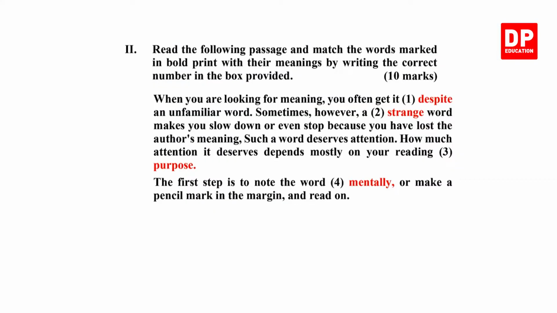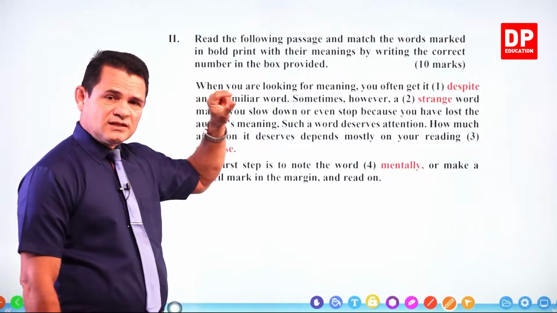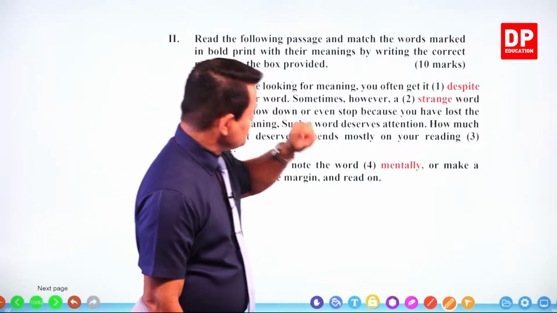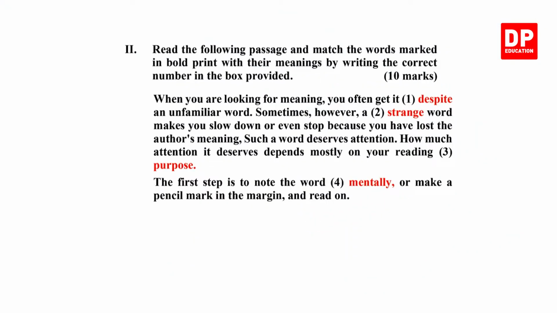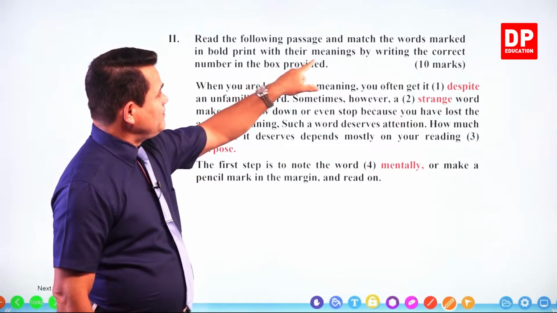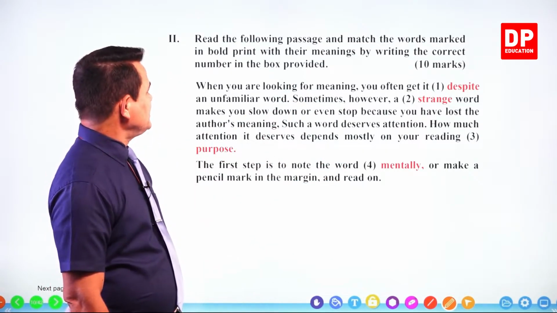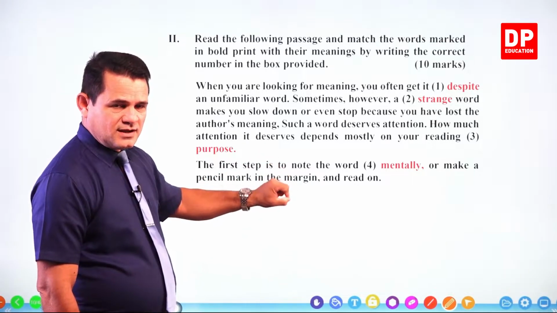Next one: read the following passage and match the words marked in bold print. මේ චේදය කියවලා words match කරන්න. Marked in bold print means තද කළු අකුරින්. So in this one I have given those words in a different color. මං තද කළු අකුරෙන් නෙමේ, මේ රතු පාටින් දක්වලා තියෙන්නේ, then it is very clear to you. ඔයාට වඩාත් පැහැදිලි වෙන්න, right? Match the bold print words with their meanings by writing the correct number in the box provided. බොක්ස් එකක් දීලා තියෙනවා. ඒකේ අදාළ අංකය ලියන්නේ.